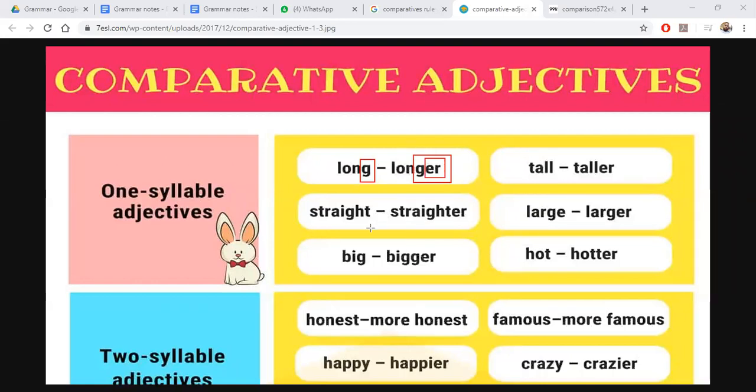Now, what happens here is that we have two consonants. Look, consonant, consonant. They're both consonants. Remember, we have consonants and vowels.